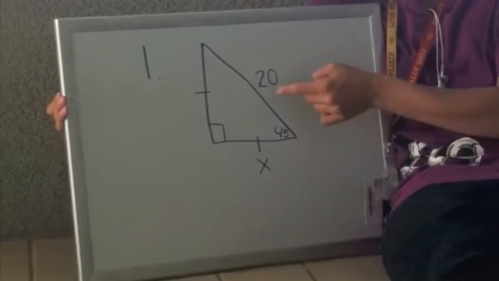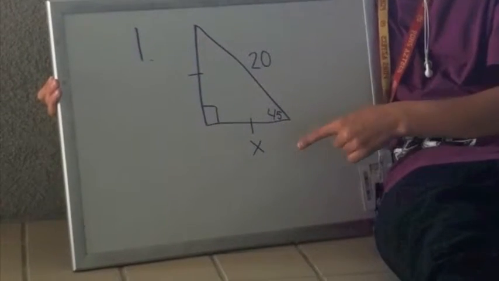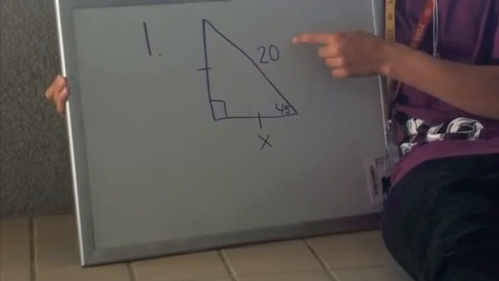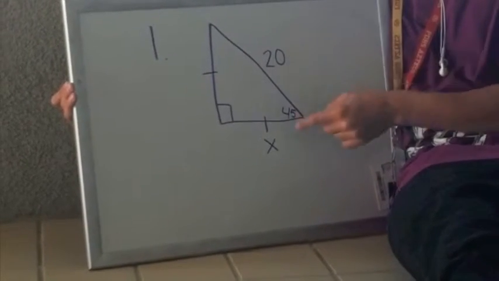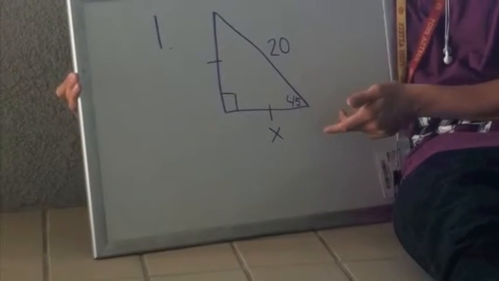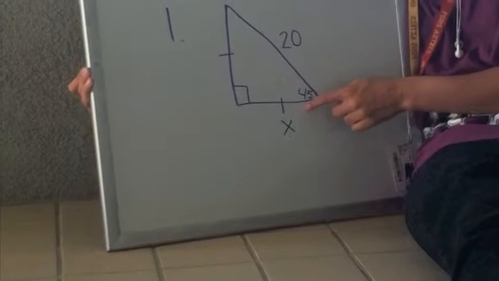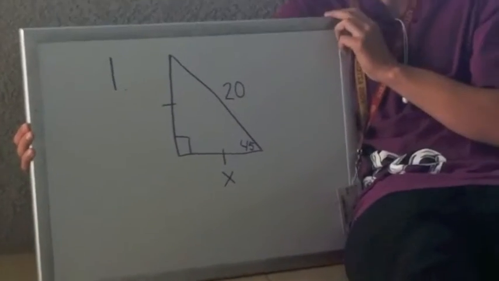This is a 45, 45, 90 triangle, and we're going to find the length of this, which is x. This is 20, so what you want to do is divide it by 2, so you get 10, and then since it's a 20 and no radical next to it, you add radical 2. So the answer is 10 radical 2.